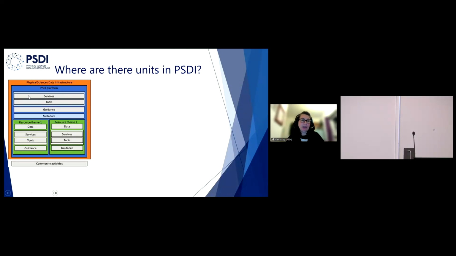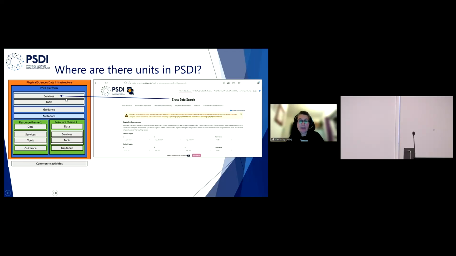So in PSDI, we've got a general structure where we have some services and tools that are owned by PSDI that span across the whole platform, and it's arranged in different resource themes, which are about a specific scientific theme, and group together data, services, tools and guidance by different research groups and different PSDI partners, which all link together in the PSDI platform. One of these services is the cross data search, and this enables search across all the compatible data sources in PSDI. So this is a very powerful tool.